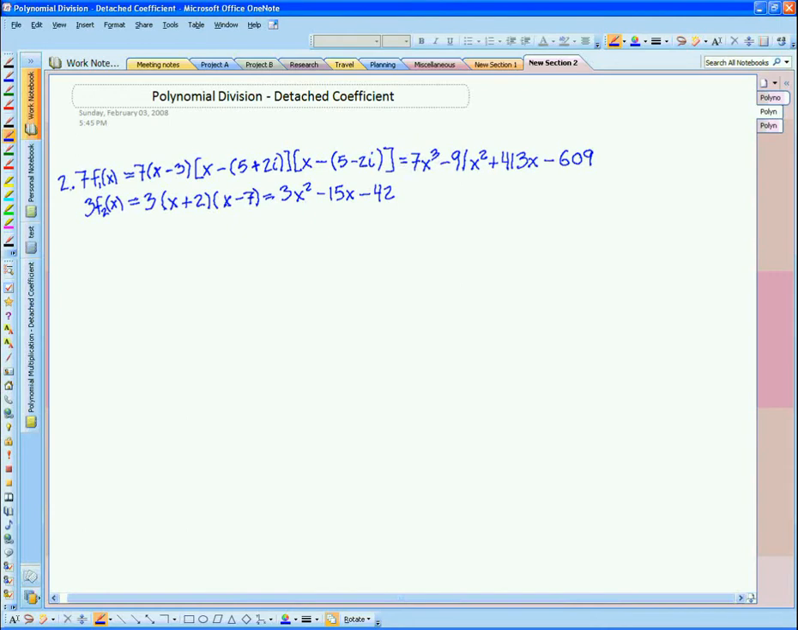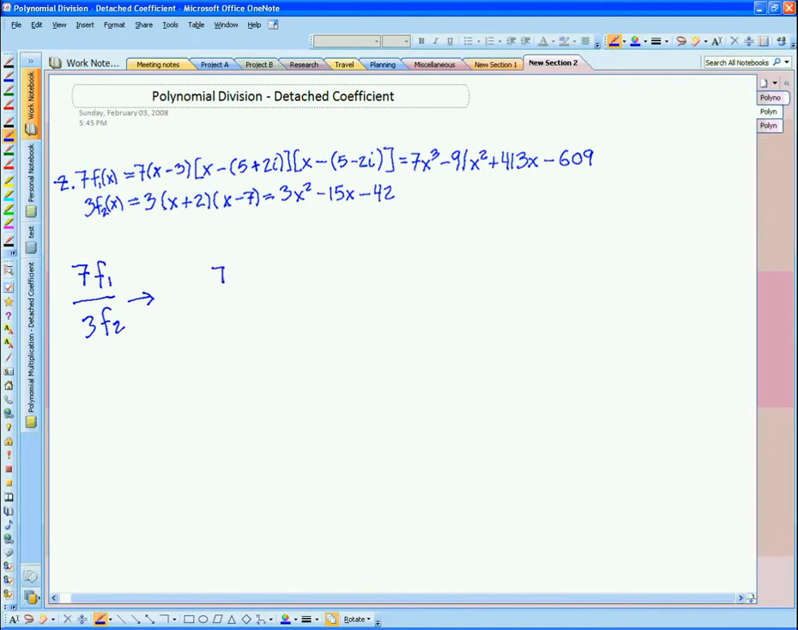Okay, so what we're going to do is we're dividing 4f1 divided by 3f2, and we're going to set up our table. Things are going to be a little bit different, but not very much.